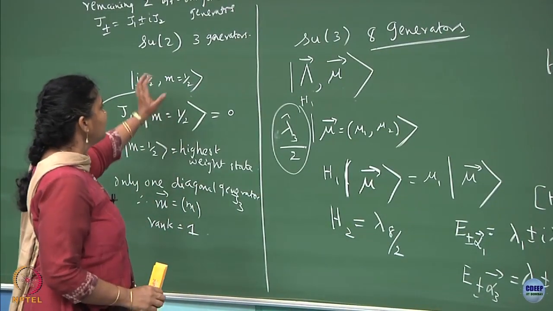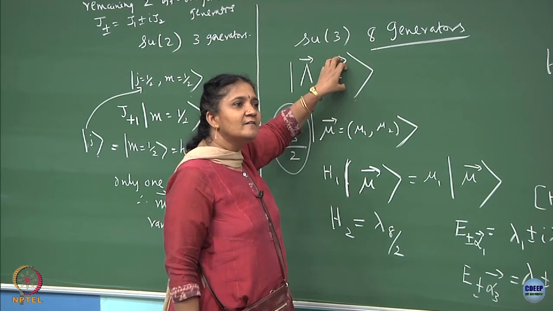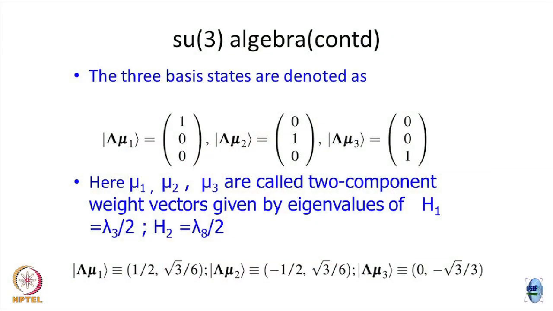The extrapolation of a magnetic quantum number, which you are all very familiar with, now gets promoted to a weight vector in the Lie algebra language, which will be 2 component for SU3. Specifically for the defining representation, or the lowest non-trivial representation of SU3, you can write these 3 bases. If you apply those matrices on the basis 1 0 0, H1 will give you half, H2 will give you root 3 by 6. This we discussed last time. So, that will be the weight vector corresponding to 1 0 0.